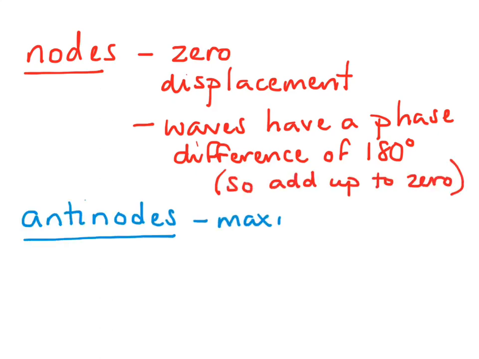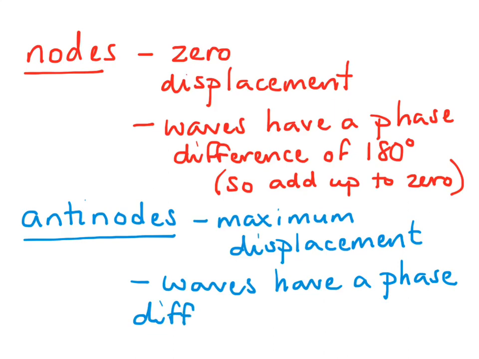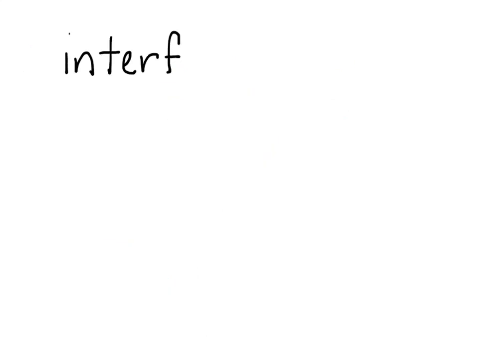Antinodes, on the other hand, are those points in space where they have maximum displacement. The two waves that are adding together have a phase difference of 0. So they are both trying to pull the rope in the same direction at the same time. So they add up to a large displacement.